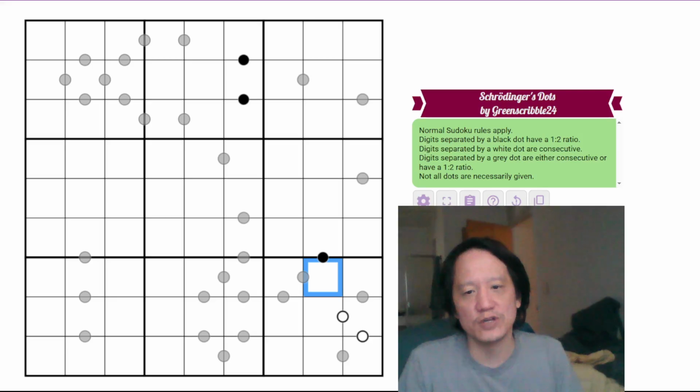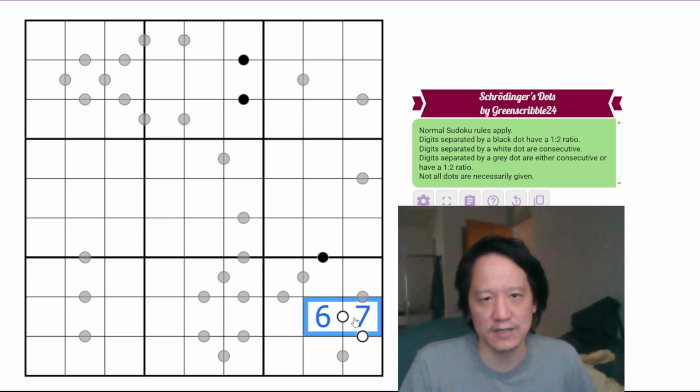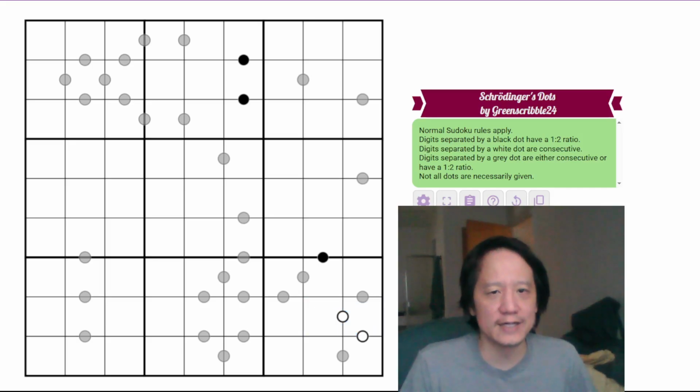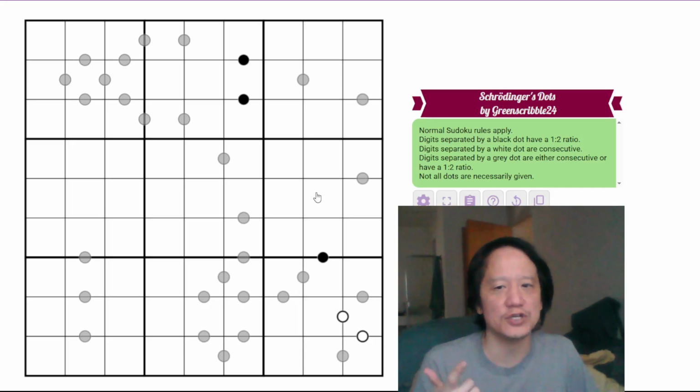But digits separated by a black dot have a 1 to 2 ratio. So, for example, if this were, say, a 2, this would have to be 1 or 4 to maintain the 1 to 2 ratio between them. And white dots are consecutive. So if, for example, this is 6, this would have to be 5 or 7 to make sure that these digits are consecutive. But the gray dots can be either consecutive or be in a 1 to 2 ratio.